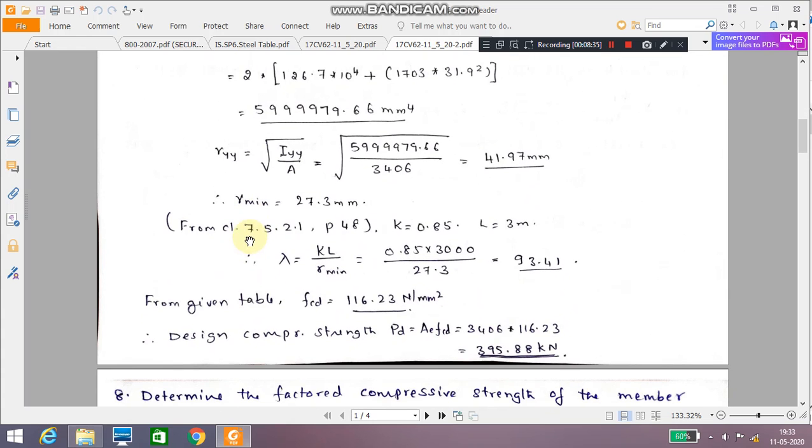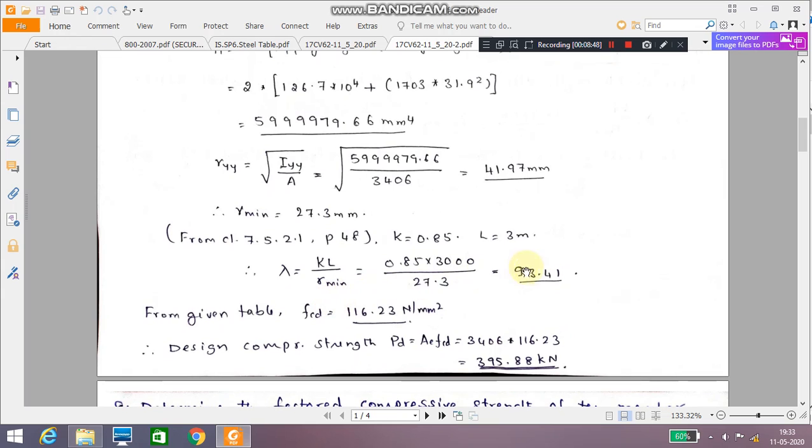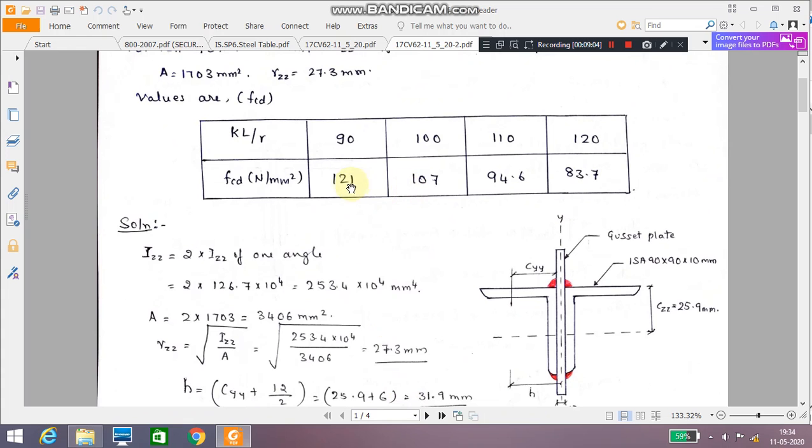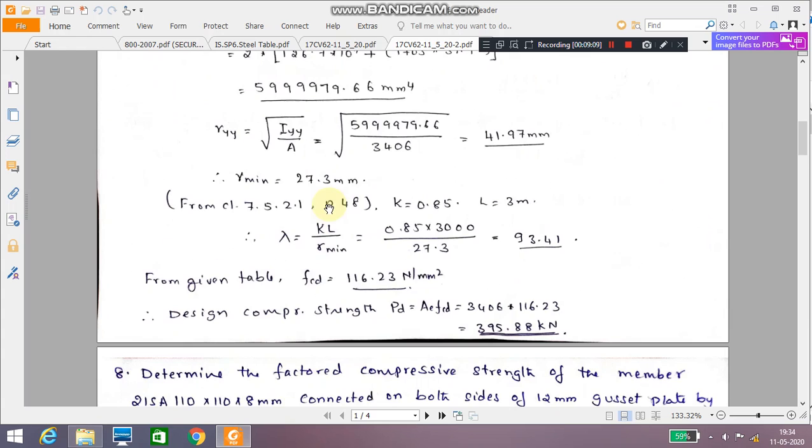So from clause 7.5.2.1, page number 48, we have K equal to 0.85 for the given condition and L equal to 3 meter. Therefore lambda equal to KL divided by R minimum works out to be 93.41. So from the given table, no need to refer to the code book because the data are given. From the given table, FCD equal to 116.23 Newton per millimeter square upon interpolation between 90 and 100. That means between 121 and 107 I have to get the value. It is 116.23 Newton per millimeter square.